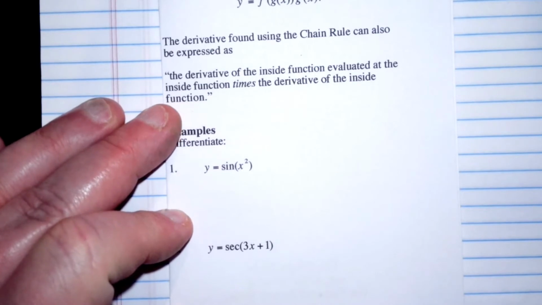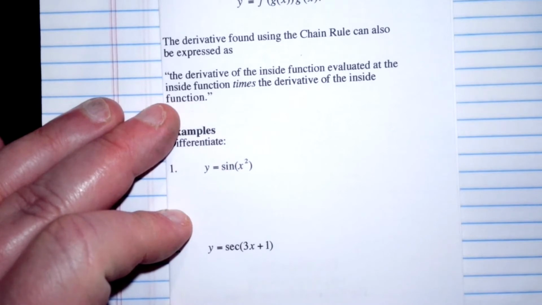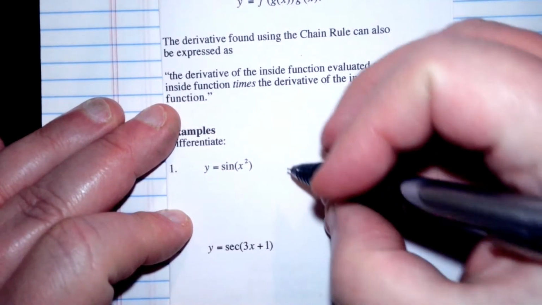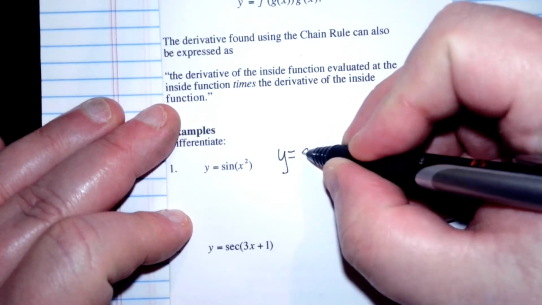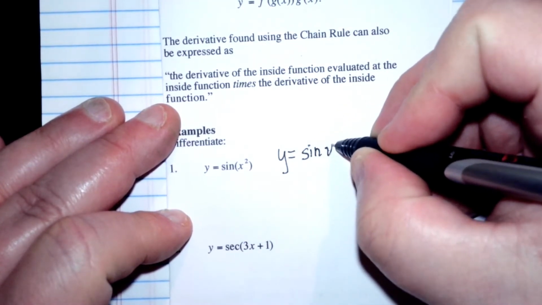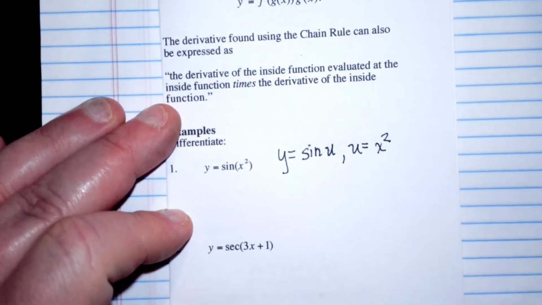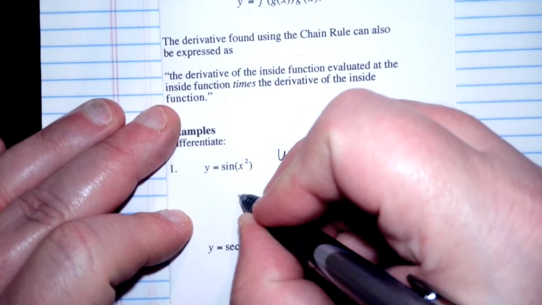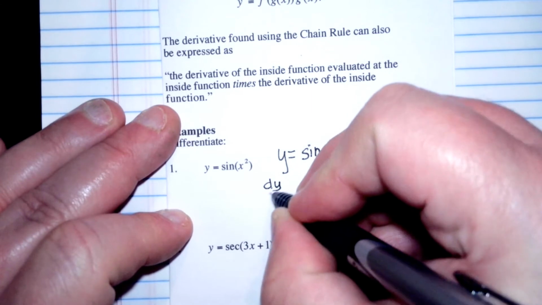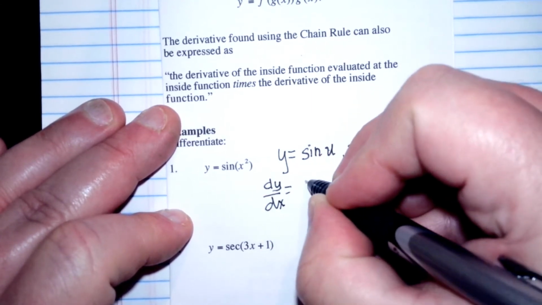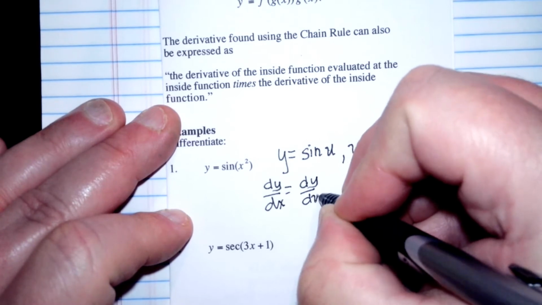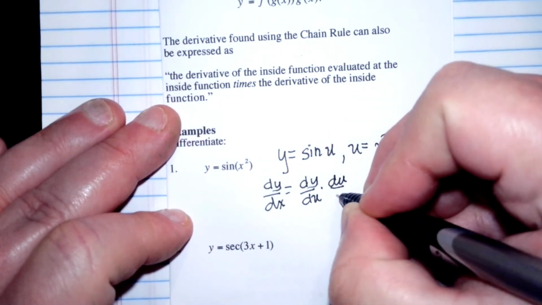Here we've got y equals sine of x squared, and I want to think of this firstly by rewriting it as a composition of functions, sine of u and whatever u is. So y is the sine of u, where u is equal to x squared. Alright, so dy dx is dy over du times du over dx.